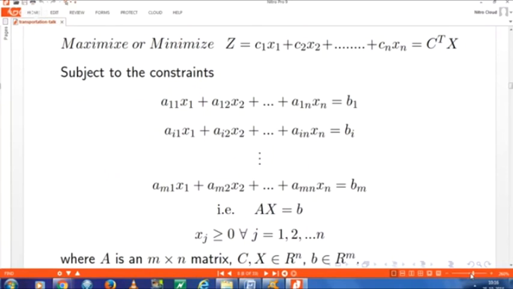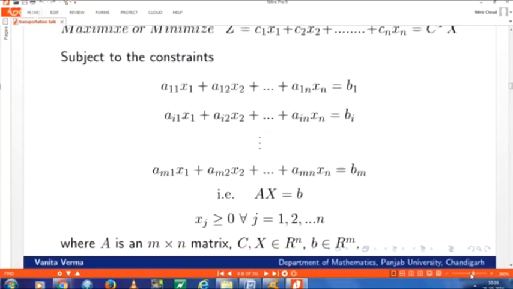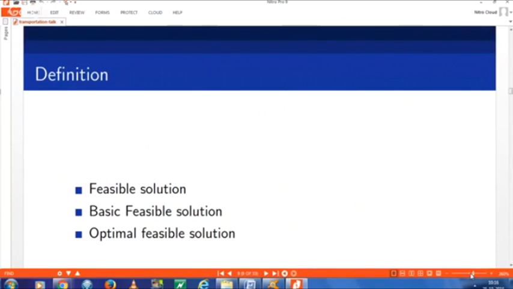Non-negativity is also satisfied, then it is a feasible solution. So every solution may not be feasible, but every feasible solution will definitely be a solution, right? And then out of all, that solution which is giving the maximum value of objective function is the optimal feasible solution, and I have that in the next slide.